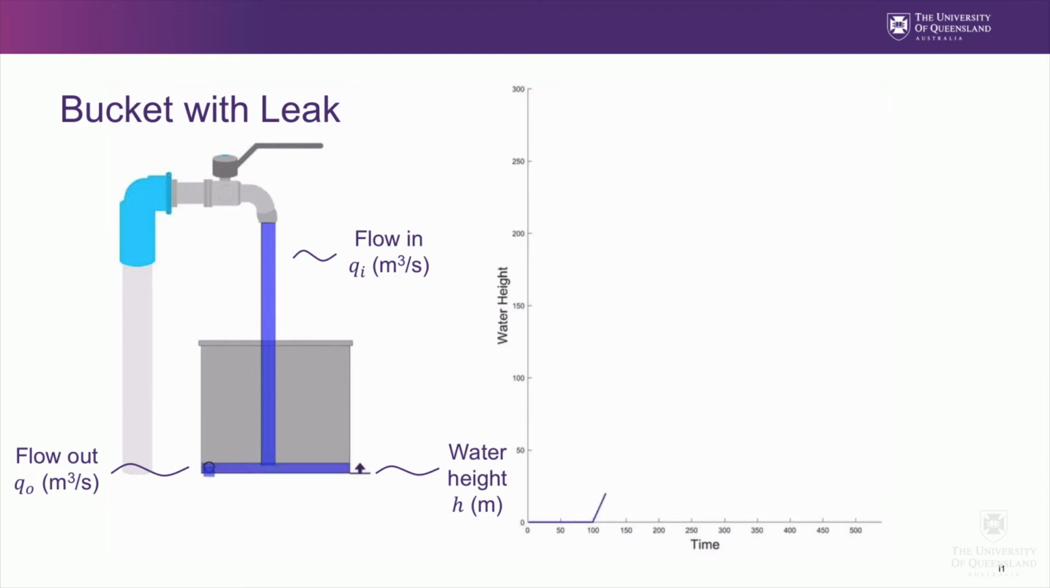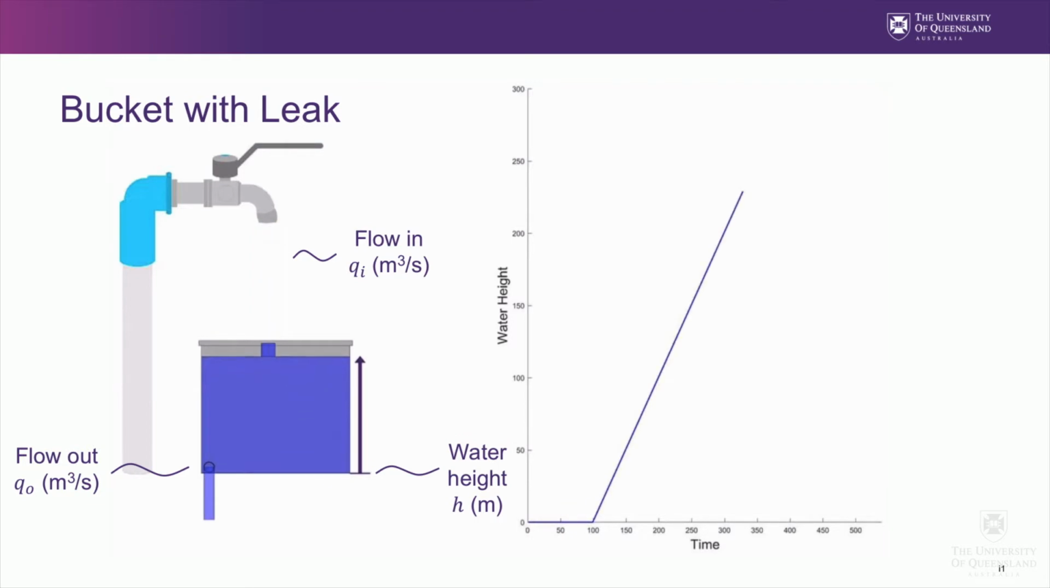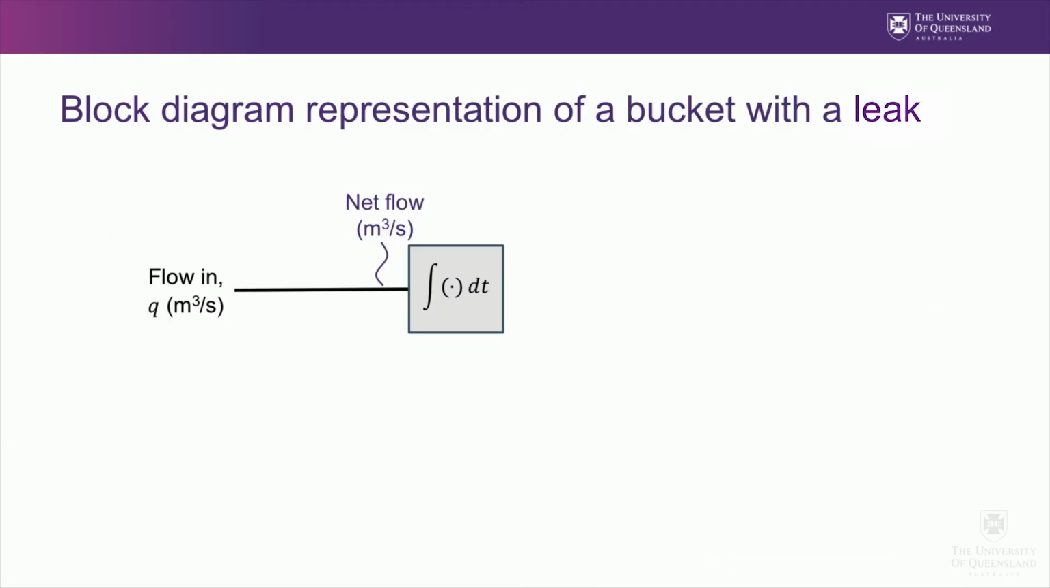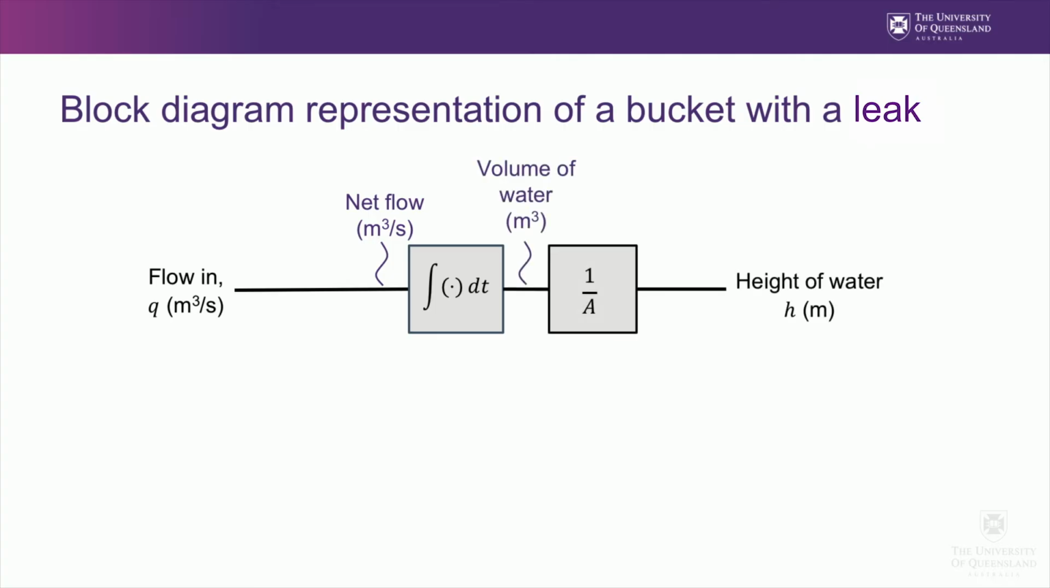Suppose there is a hole in the bucket. Water will now leak away at a rate determined by the height of water. For simplicity, let's assume the outflow is proportional to the height. Let's also assume the container is initially empty. The net flow of water flowing into the bucket can be integrated to get the volume. To obtain the height, divide the volume by the cross-sectional area.